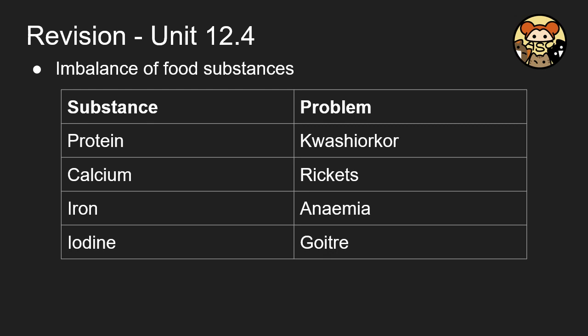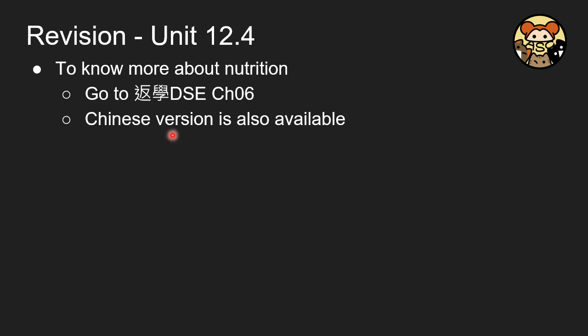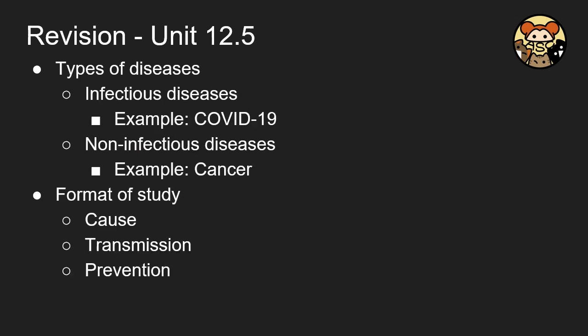And for the imbalance of food substances, if we don't have enough protein, then we will suffer from kwashiorkor. And then for calcium, there will be rickets, iron, anemia, iodine, goitre. While for vitamin A, if we don't have enough, we have night blindness, C, scurvy, D, rickets, and dietary fibers, we will suffer from constipation. If you would like to know more about nutrition, you may go to the 返學DSE chapter 6, and you will also have the Chinese version of it.